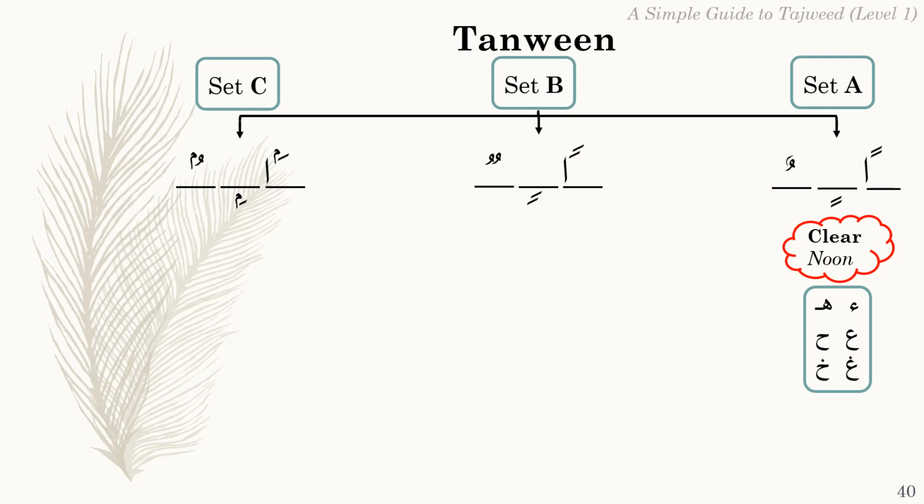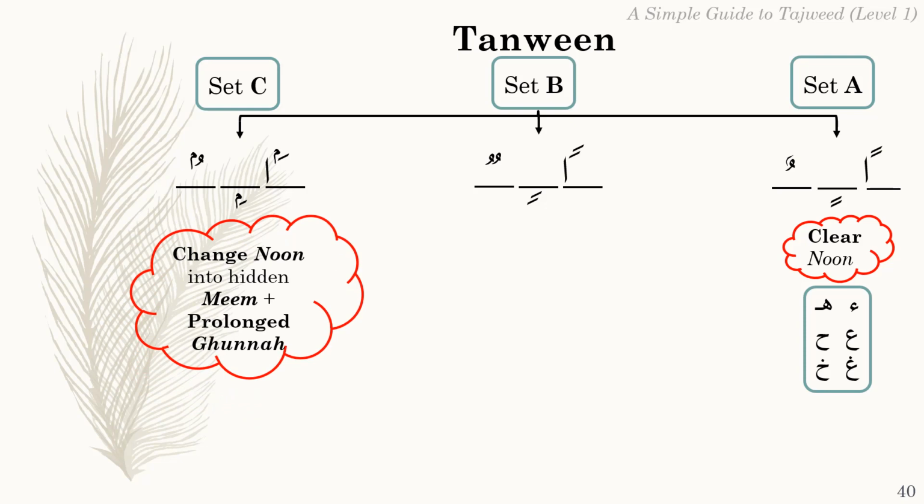From the shape of set C, it is easy to decide how we will pronounce it. The Noon Sakina of Tanween will be changed into a hidden Meem with prolonged ghunna, which is a nasal sound. The following letter will always be the letter Ba.